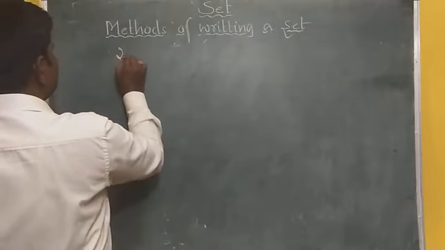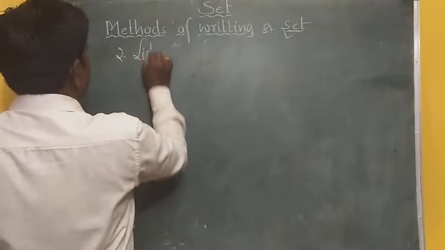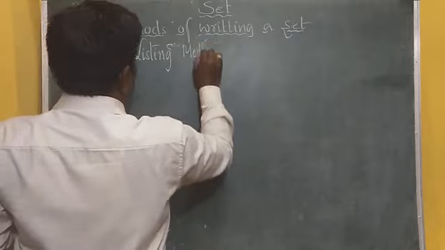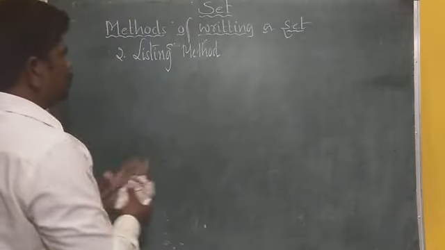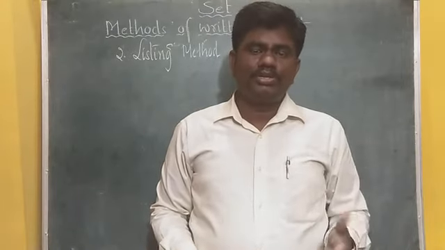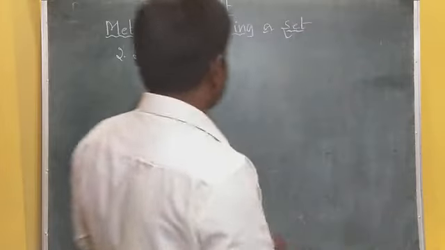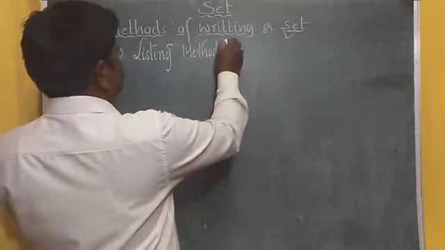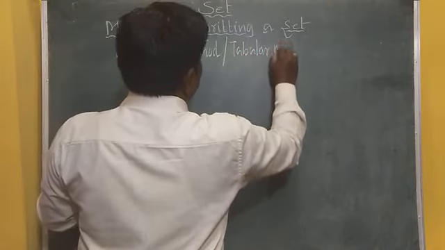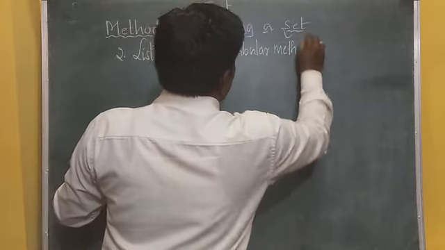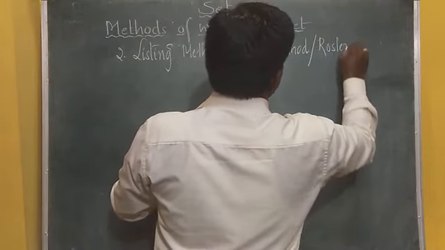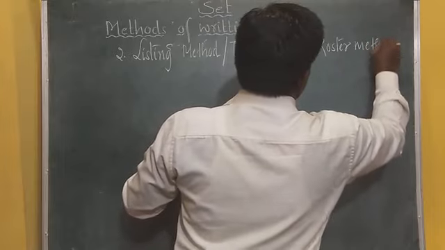the second one, the listing method. This is definitely mentioned in the textbook. There are other names for this listing method. You can call it the listing method, or in some textbooks it is called the tabular method, and in some textbooks they call it the roster method. I think this is known to you, the roster method.